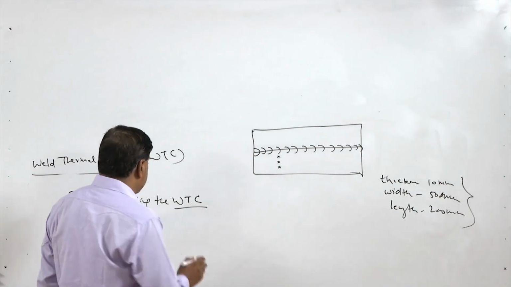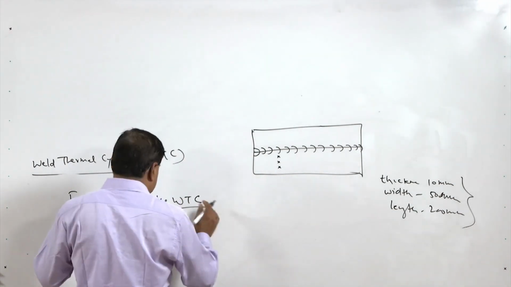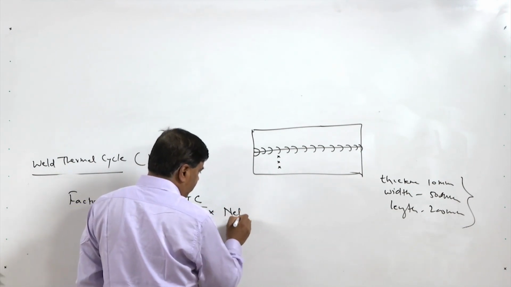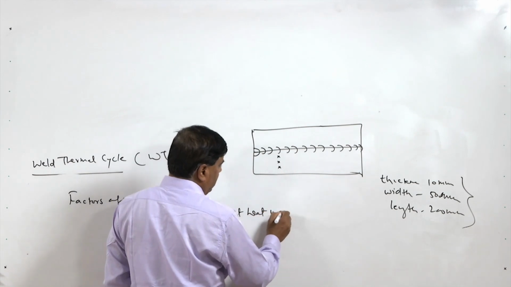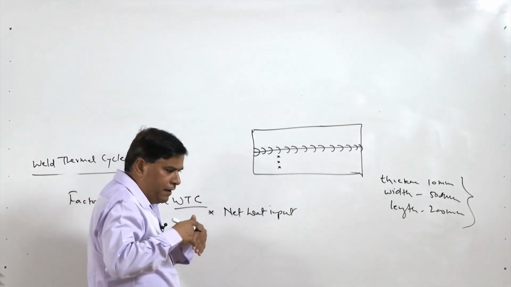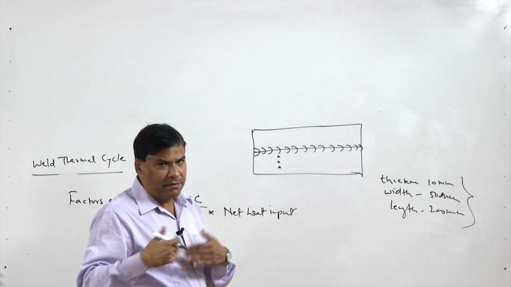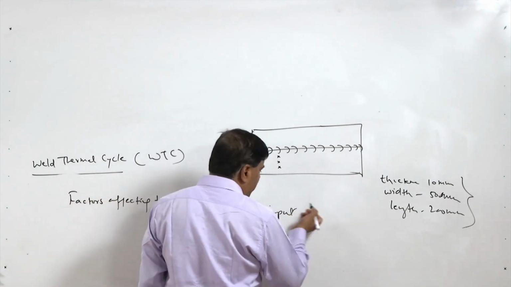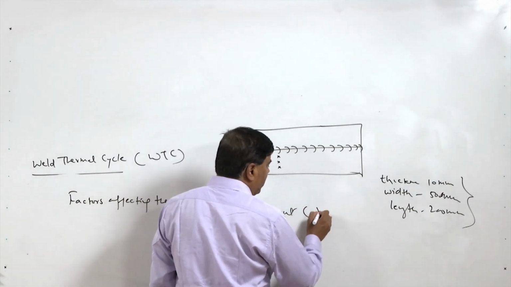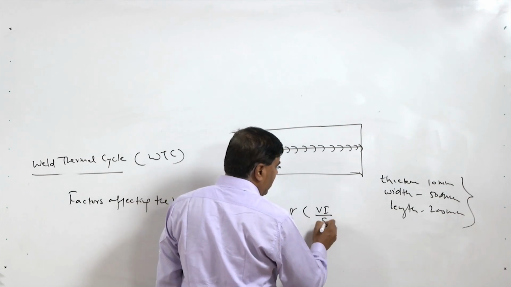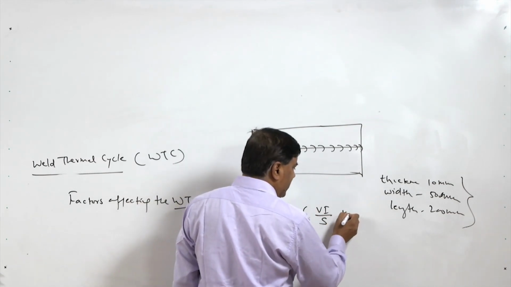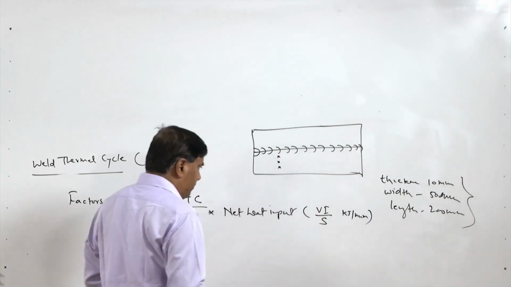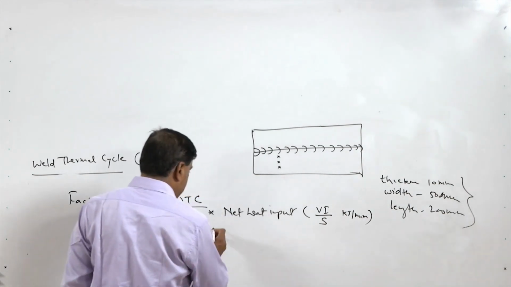So, the factors that affect the weld thermal cycle, one, the main one, is called net heat input. In typical fusion welding processes, or in resistance welding processes, it is the amount of the heat that is delivered. In an arc welding process it is obtained as VI by S, which is normally expressed in kilojoule per mm. So, it is the net amount of the heat being delivered per unit length.